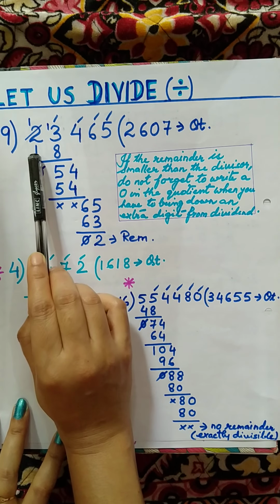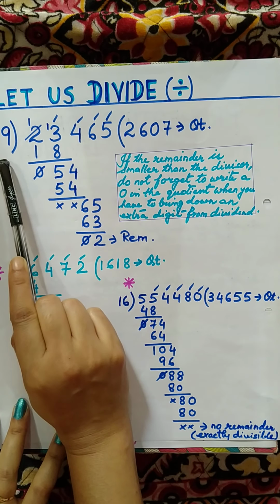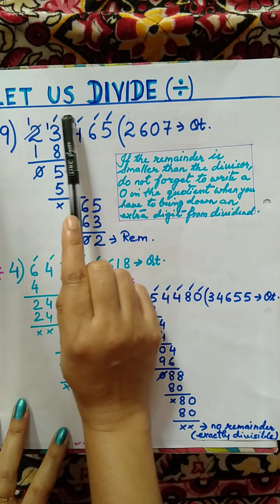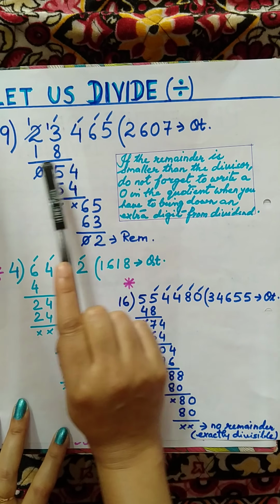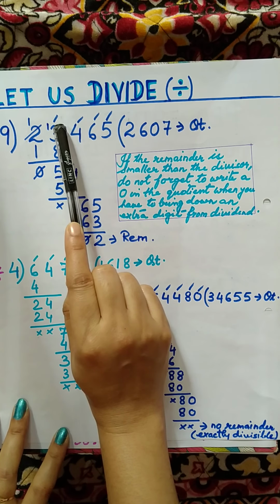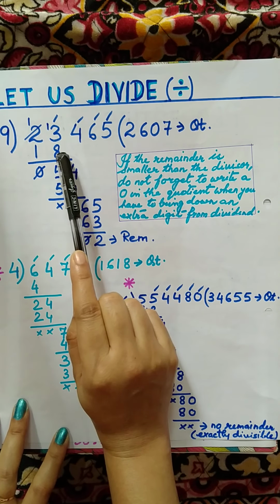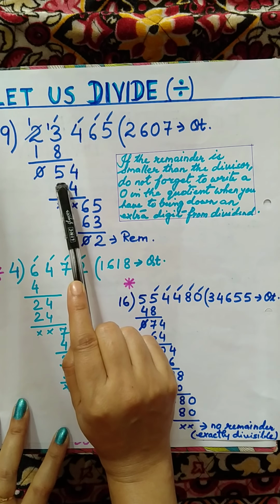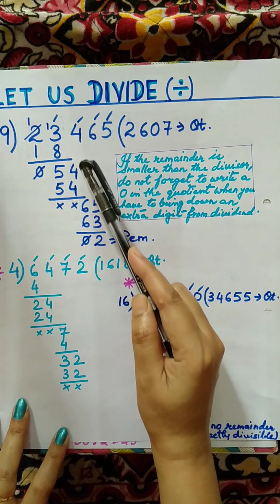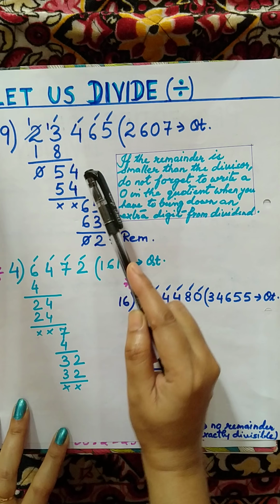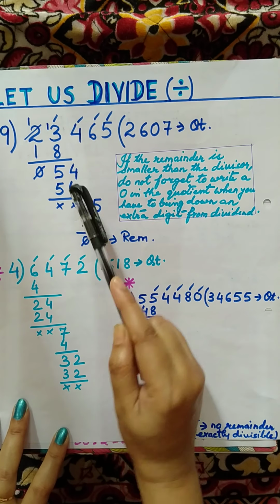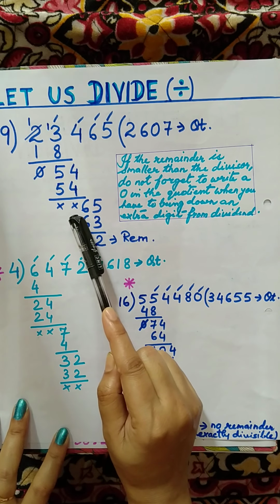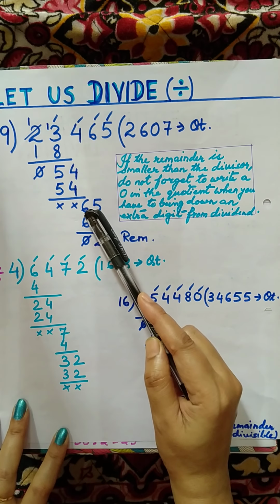Now here we have 2, which is smaller than 9. So we have taken the next digit. It is 23 now. 9 2s are 18. 23 and 18. We subtract 18 from 23. We get 5. We bring down the next digit, which is 4. It becomes 54. 9 6s are 54. We subtract and get no remainder here. So we bring down the next digit.